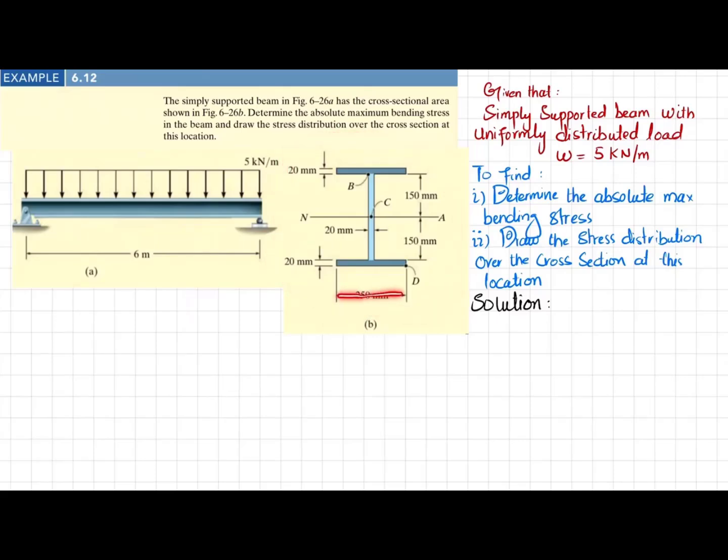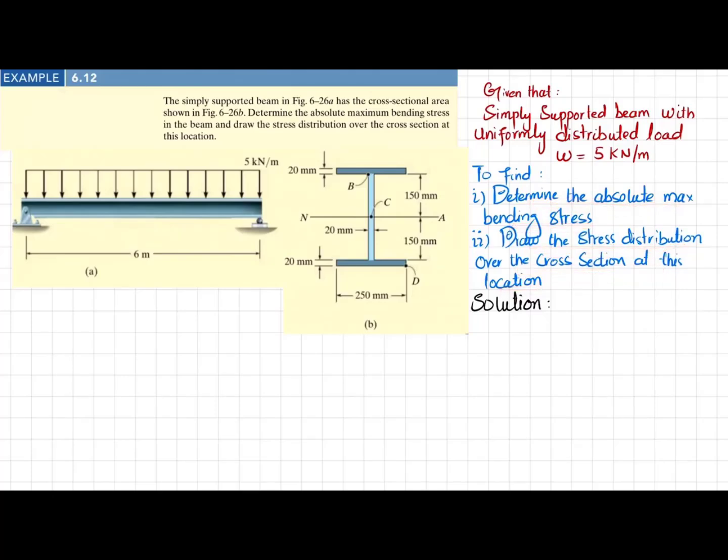The width is 250 millimeter. The total height is 300 plus 20, so the total height is 340 millimeter. The thickness of the web is 20 millimeter, while the thickness of the flange is 20 millimeter. So you have to determine the absolute maximum bending stress and then draw the stress distribution over the cross-section at this location. So let's start with the solution.